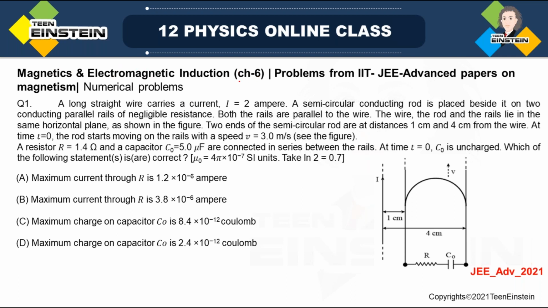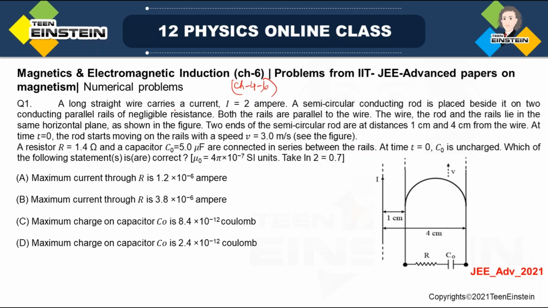So here there will be chapters 4 to 6, because some of the questions, as I mentioned in the previous class, it is really difficult to distinguish whether it is from magnetics or from electromagnetic induction. So in advanced questions you have concepts from all the chapters together. Okay, let us see this problem.